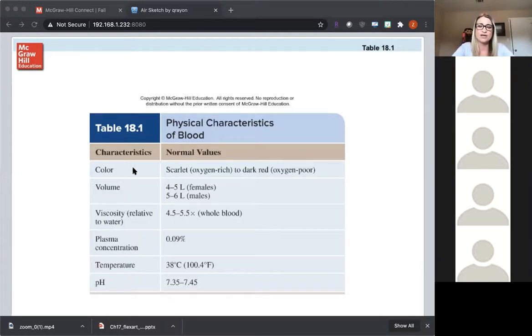Viscosity would be another characteristic that we should talk about. Viscosity is the thickness of the blood. If blood is water and some other things like cells and solutes, that naturally means that blood has to be thicker than just pure water.